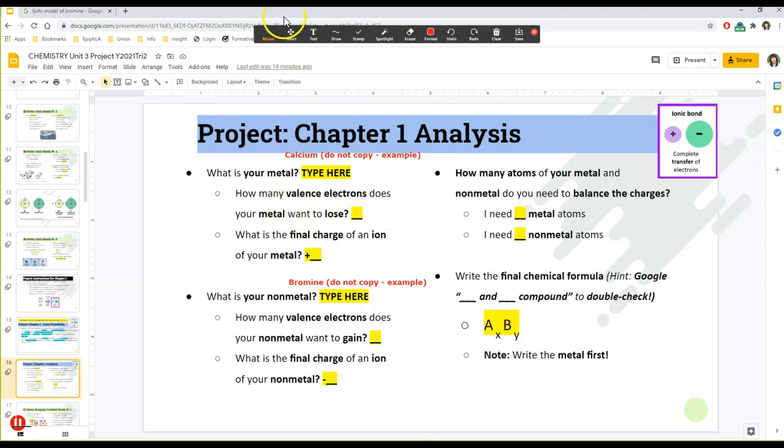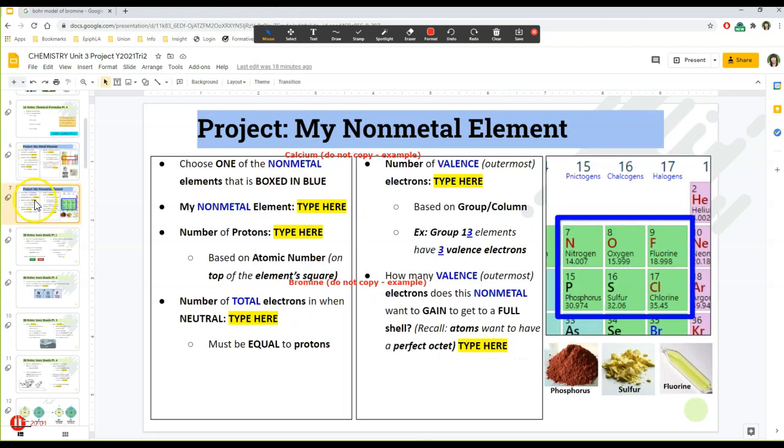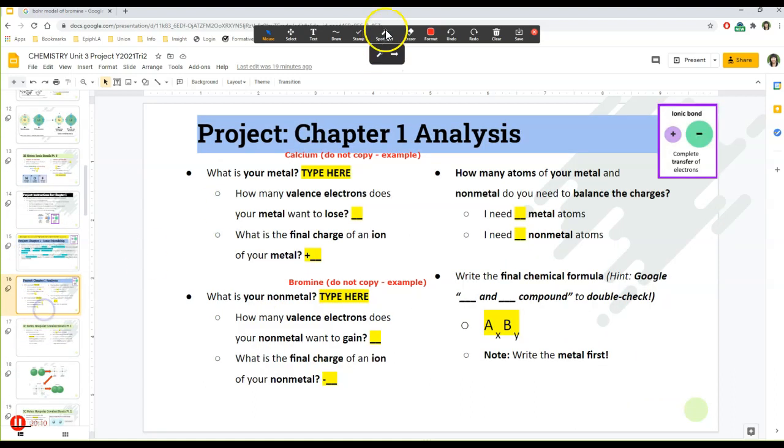How many valence electrons did my metal want to use? Again, the answer here was on slide 6. I said calcium wants to lose 2 valence electrons. I already did that. All right, so this is all from slide number 6. Okay, so mine wanted to lose 2.